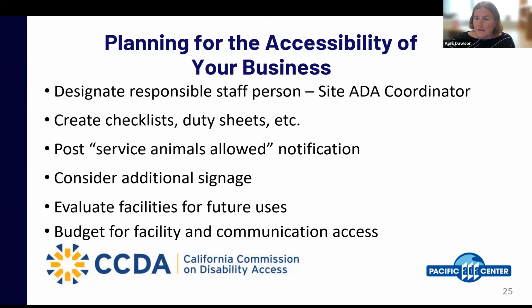Also, you want to make sure that you realize that accessibility sometimes does have a cost to it. Often it is, most accommodations are not very expensive, but some can be. And so you want to budget for facility and communication access. Make sure that as you're planning your budget for your business and you're getting your revenue and looking at your spreadsheets, that you're not forgetting to budget for the access that we've talked about today that you may need to do.